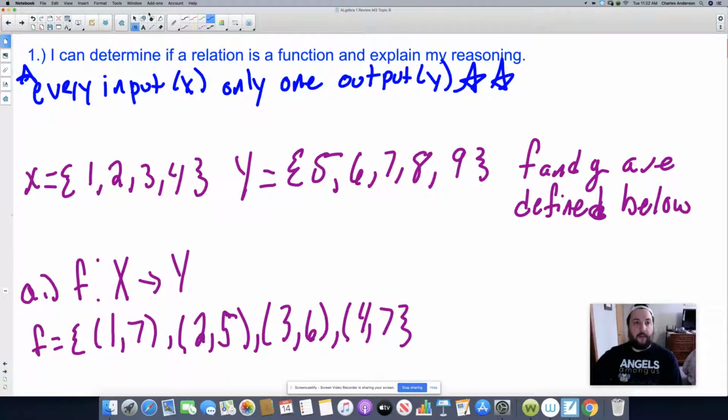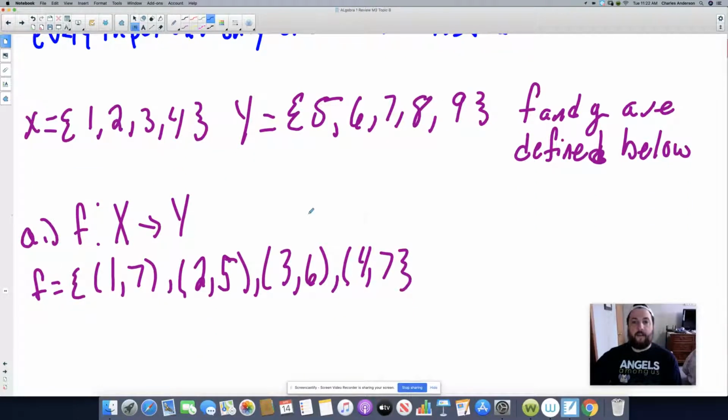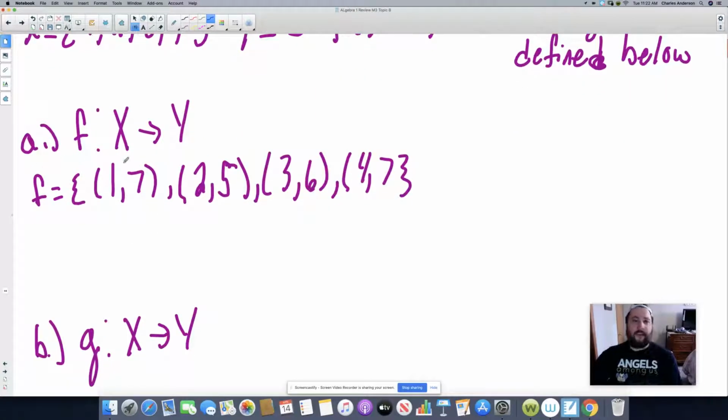So let's do an example of using some of the set notation that we've been working on. Our x's consist of 1, 2, 3, and 4, and our y's consist of 4, 5, 6, 7, 8, 9. We're going to define the functions f and g below. For our first one, f, you could see these written in different ways. Here the function is listed as a set of ordered pairs, so it's kind of tough to see.